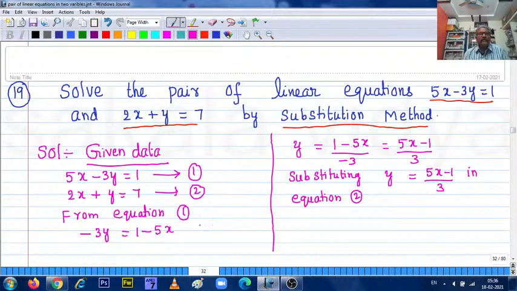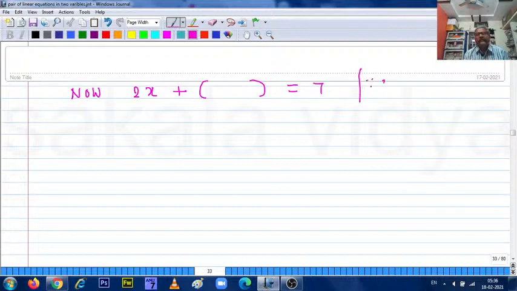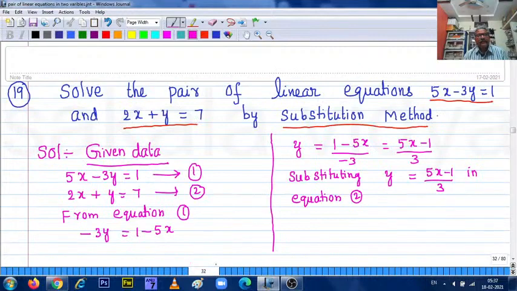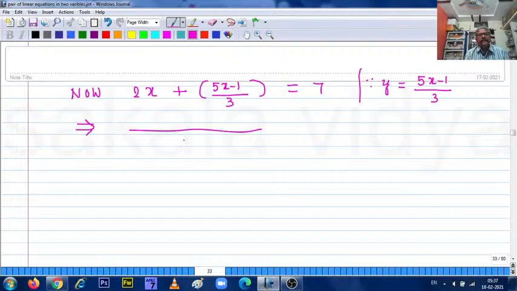So now we get like this, 2x plus y equals, how much we have? 7. But what is y? Go back, what is y? See, 5x minus 1 by 3. So let us substitute in this bracket 5x minus 1 by 3. So now simplify. Here the LCM is 3.